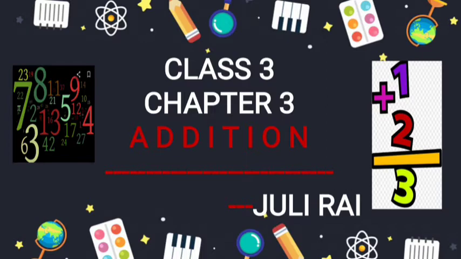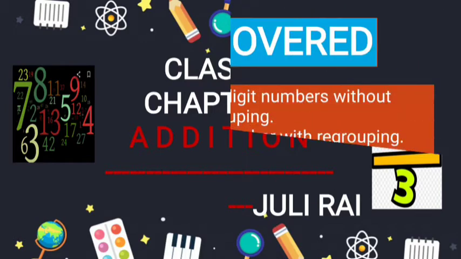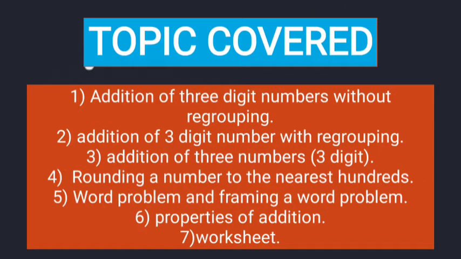Today we are going to study chapter 3, addition. Topics covered in this video are: first, addition of a 3-digit number without regrouping. Second, addition of 3-digit numbers with regrouping. Third, addition of 3 numbers of 3 digits. Fourth, rounding a number to the nearest hundreds. Fifth, word problems and framing a word problem. Sixth, properties of addition. And in the end, I give you a worksheet.